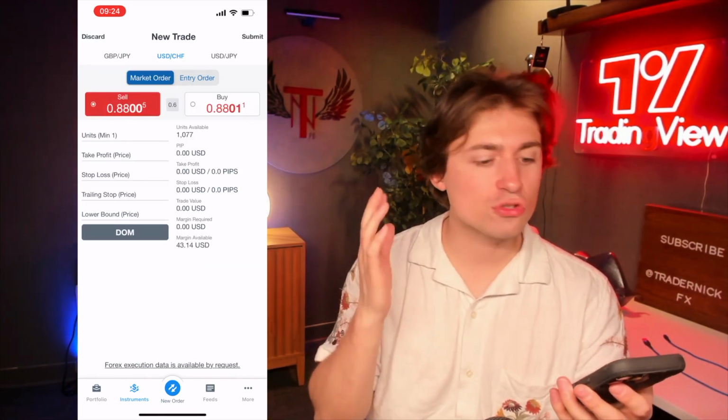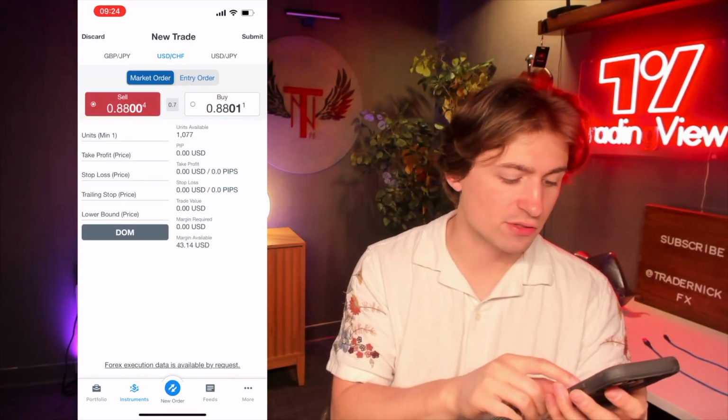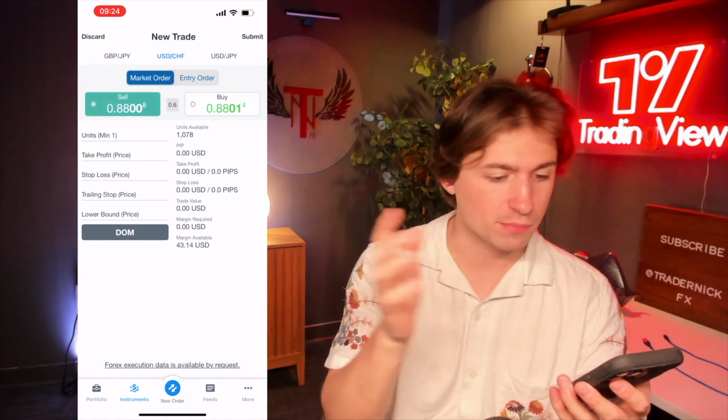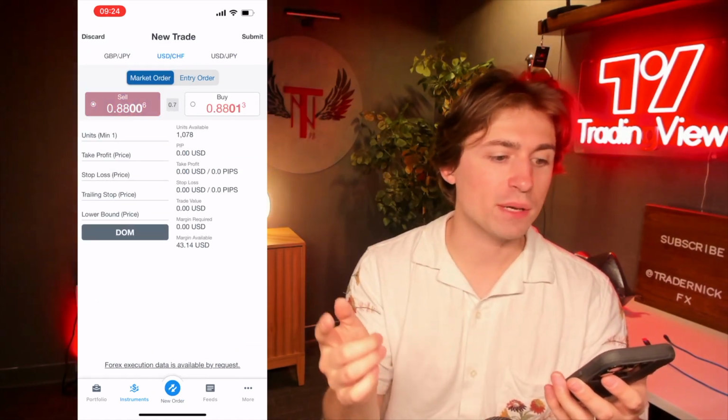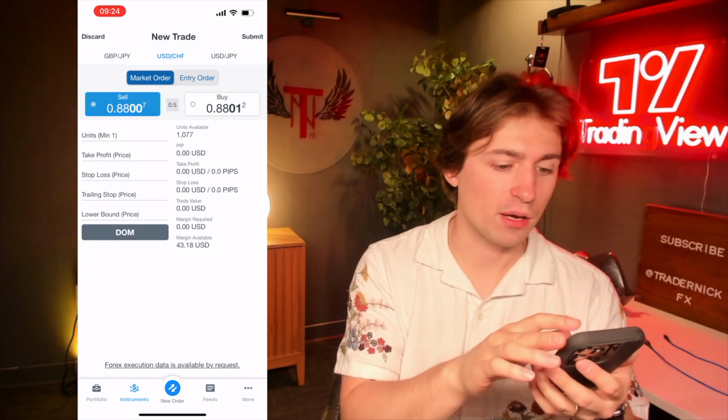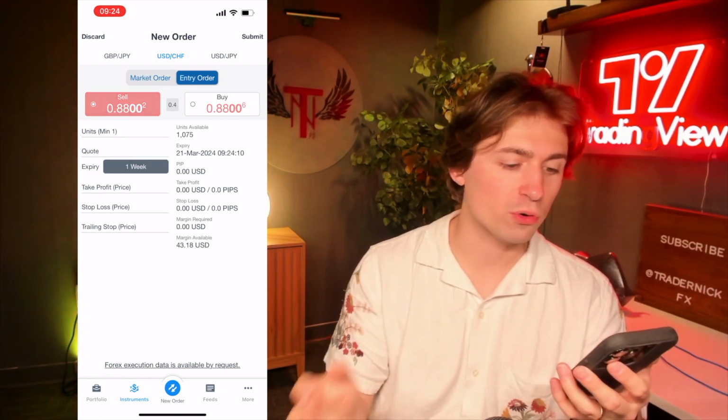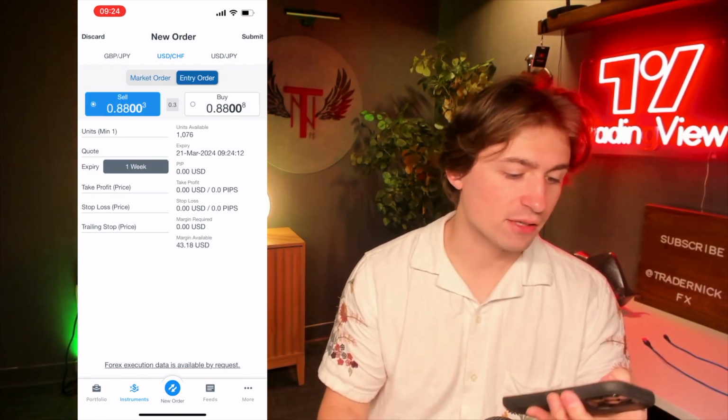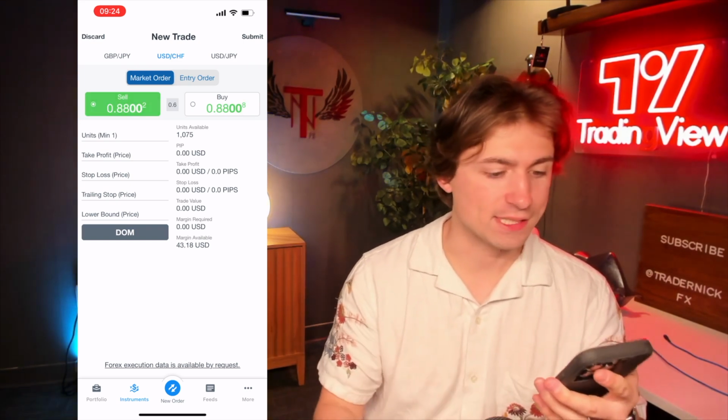Trading in the app is super easy. So let's just say I click this new order function. If I pull that up, it just pops up on the screen. I can set up a market order, I can do an entry order, and so forth. Basically I can do whatever I want here on my little test account.